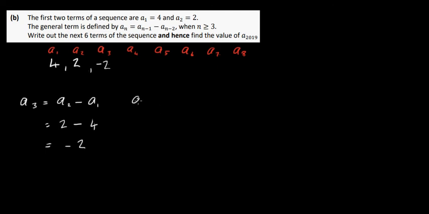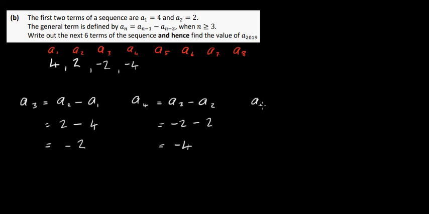Let's have a look at A4. Is going to be equal to A3 minus A2. So A3 is minus 2. We want to subtract A2, which is 2. So we get minus 4. Okay, so that is minus 4 is A4.